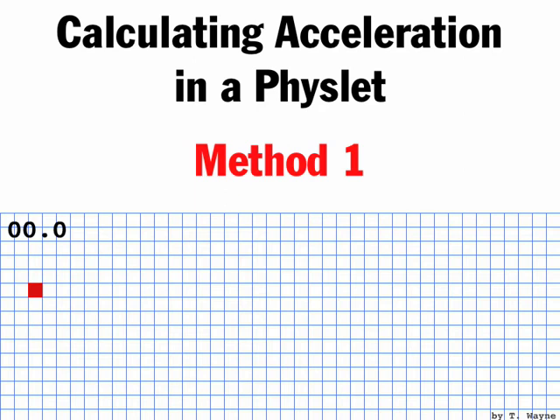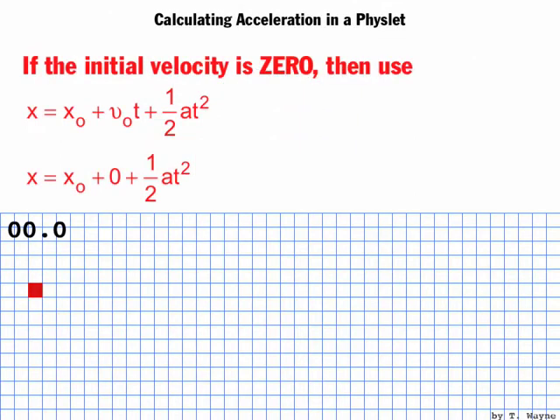This video is going to show you how to calculate the acceleration of Physlet. Our first method is going to rely on the fact that we're going to know the initial velocity of an object. If we know the initial velocity of an object, we can use x equals x naught plus v naught t plus 1/2 at squared.